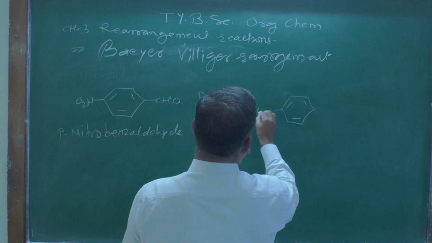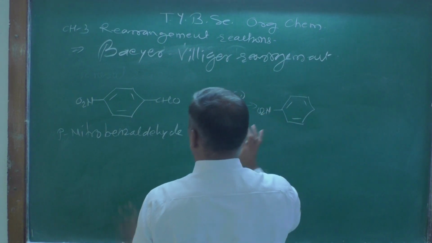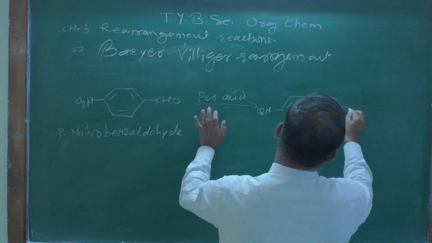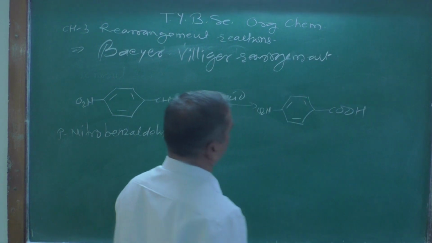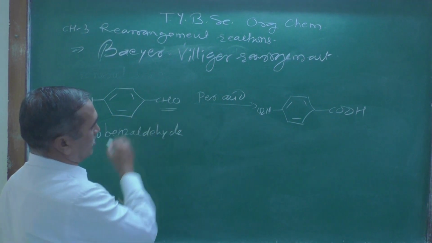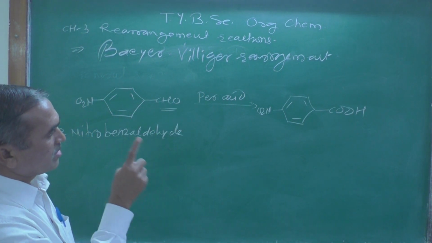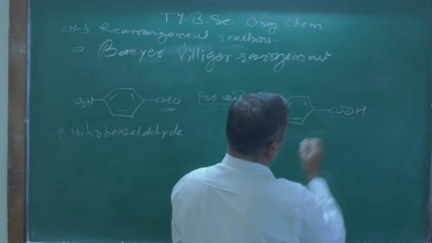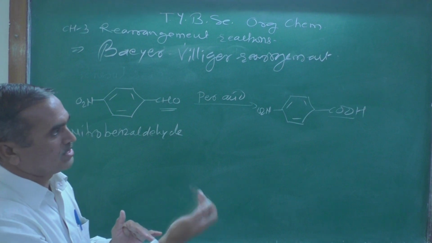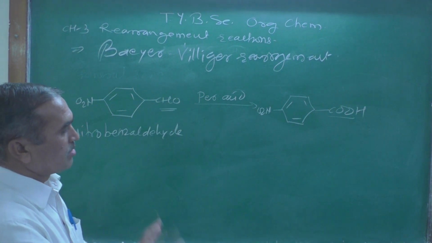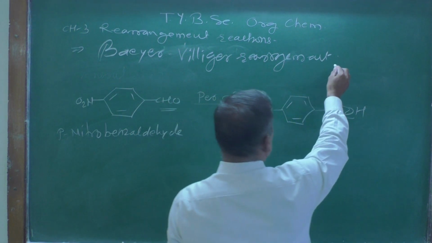Here we are getting O2N. This functional group remains as it is, but here we are getting this type. What are the changes that occur here? Look here. The aldehyde group gets converted into a carboxylic group. So the oxidation occurs in the presence of peracid, and generally peracids are like this.